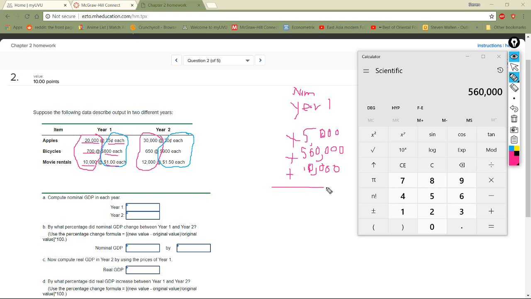Not a problem with that. Then we would add all this up. So 560,000 plus 10,000 plus 5,000. So let's go 560, so that's going to be 570. 575. Okay.